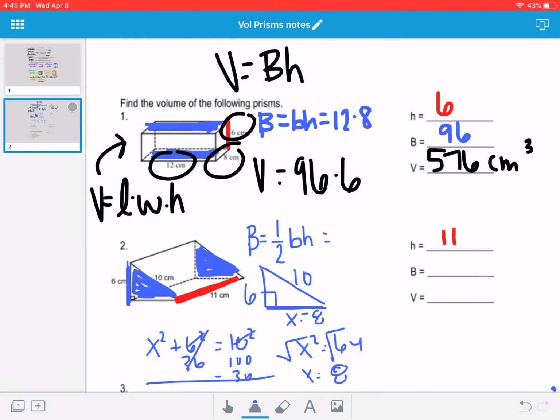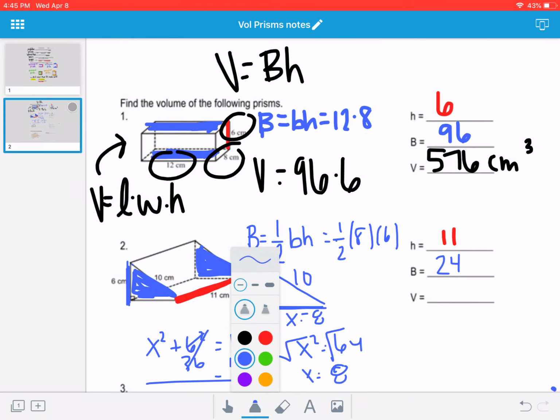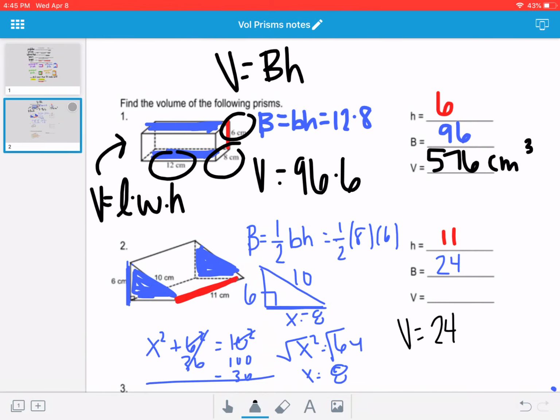So then to find the area of this blue triangle, we're going to take 1/2 times 8 times 6, which would give us 24. So we're still going to have to use our Pythagorean Theorem. You may have to use special right triangle rules. Work these slowly. Work one part at a time. To find the volume then, we have to take the area of the base, 24, times the height, 11, which gives us a volume of 264 centimeters cubed.